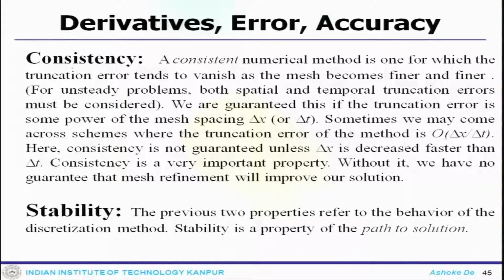Second point is consistency. A consistent numerical method is one for which the truncation error tends to vanish as the mesh becomes finer and finer. So, the truncation error is of the power of mesh spacing and delta t. Sometimes we may come across schemes where the truncation error of the method is delta x by delta t. So, consistency is not guaranteed unless delta x is decreased faster than delta t. Consistency is a very important property. Without it, we cannot guarantee that mesh refinement will improve our solution.